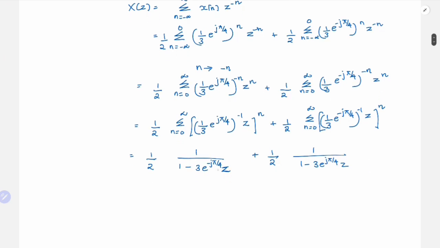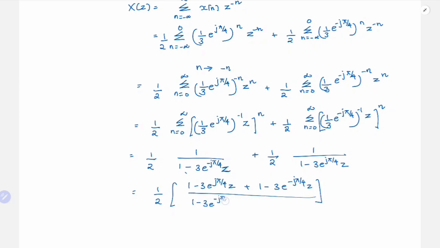So if you cross multiply, your poles will be same. So I'll take 1 by 2 out. So you will have 1 minus 3 e power j pi by 4 z plus 1 minus 3 e power minus j pi by 4 z divided by 1 minus 3 e power minus j pi by 4 z into 1 minus 3 e power j pi by 4 z.